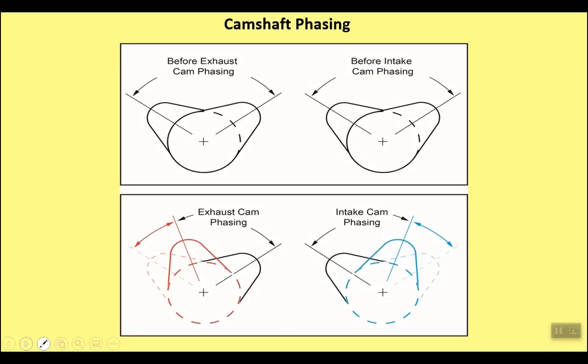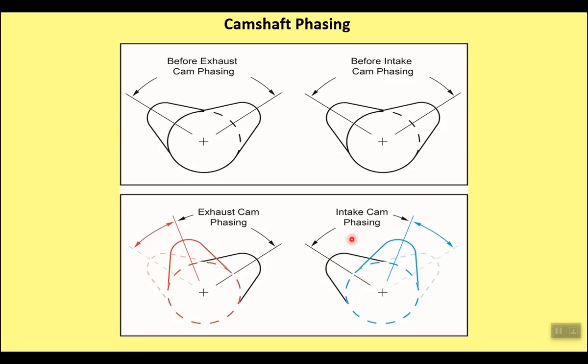Now, what I can do with modern engines is phase these cams. With phasing the cam, I would have two camshafts and I could move one in relation to the other. This time, this red cam right here is the exhaust, and I can phase it from over here to over here. Do you see how I'm changing the overlap here? And again, on the intake cam over here in blue, I'm going to change this. So this cam is going to be able to move in relation to the exhaust.